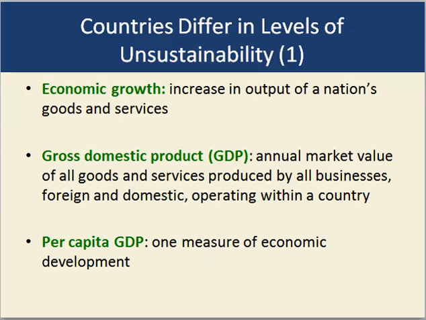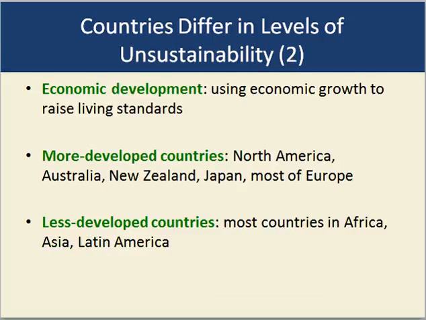We also need to look at countries and how they differ in their levels of unsustainability. And this is really dependent on several things: their economic growth, their GDP, or gross domestic product, which can then be divided up into what's called a per capita GDP, which would be the measure of their economic development. Economic development is using economic growth to raise your living standard, and what we'll get from that is two large divisions of more developed countries and less developed countries.